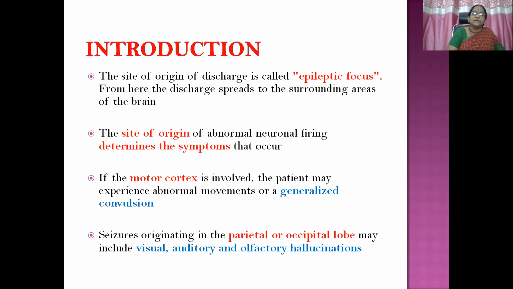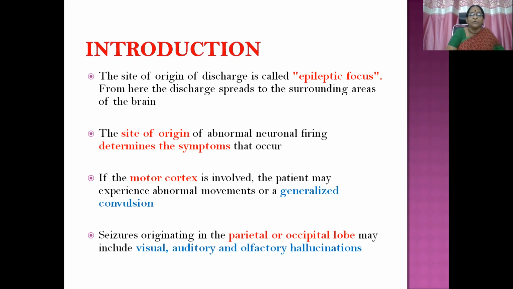The site of origin of discharge is called the epileptic focus, the area from where the epilepsies are arising. From here, the discharge spreads to the surrounding areas of the brain. So from that focus, it will be spreading throughout the brain. The site of origin of abnormal neuronal firing determines the symptoms that occur. Which part of the brain is involved, from where that focus is originating, leads to the particular characterization of symptoms of that particular epilepsy.